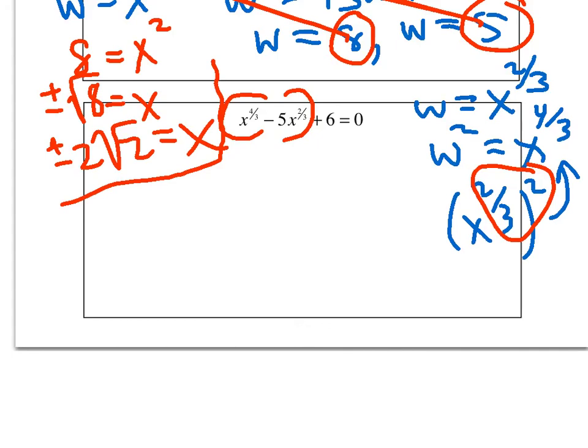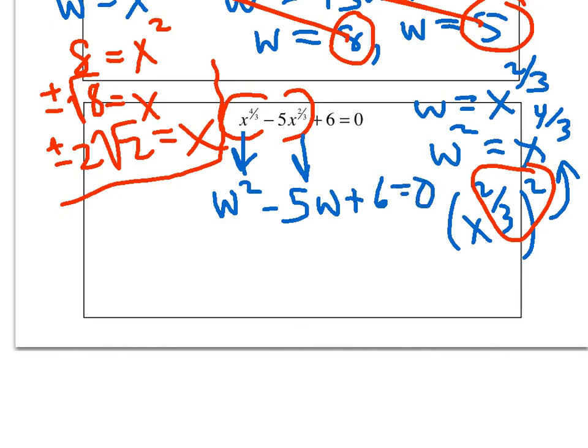So now we substitute these values into our equation, so we recognize the quadratic. This first term becomes w squared. The second term becomes 5w. And then we have plus 6 equals 0. Again, this is factorable, so you can factor, and you'll find out that the factors are w minus 3, w minus 2. So you end up with w equals 3 or w equals 2.